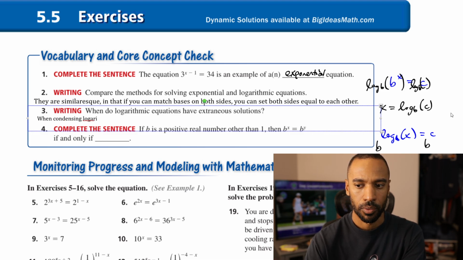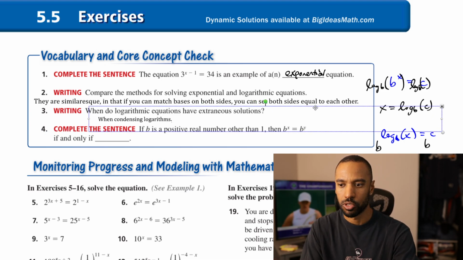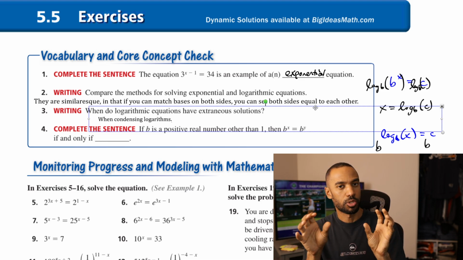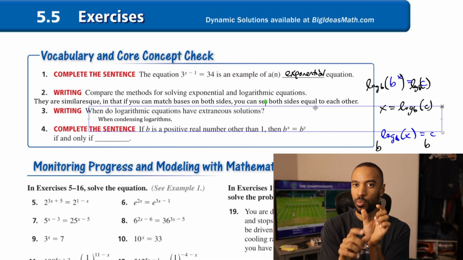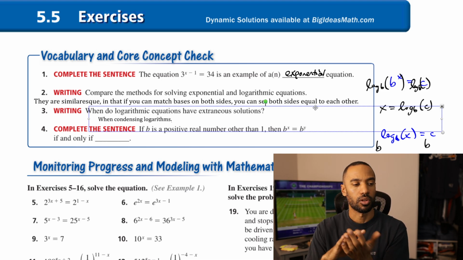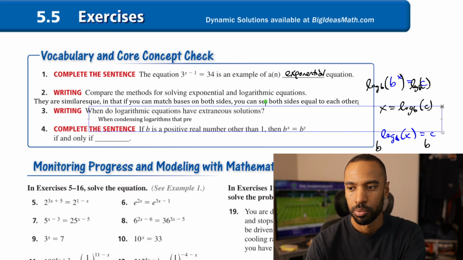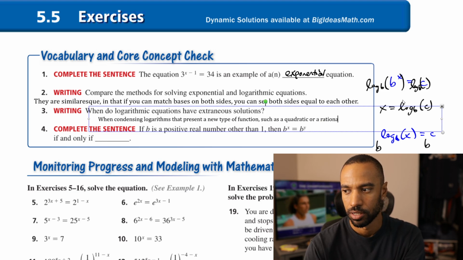When condensing logarithms, I think is when it's going to happen. Because there's more than just when you multiply to become quadratics. Something else can become extraneous when you have subtraction of logs, because then it becomes a division problem. And in that division problem, we can't divide by 0 either. So there are a lot of different things that can have extraneous solutions that present a new type of function, such as a quadratic or a rational function.